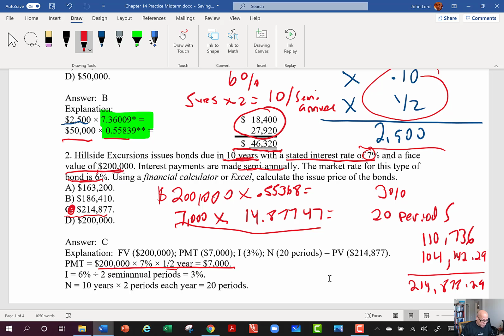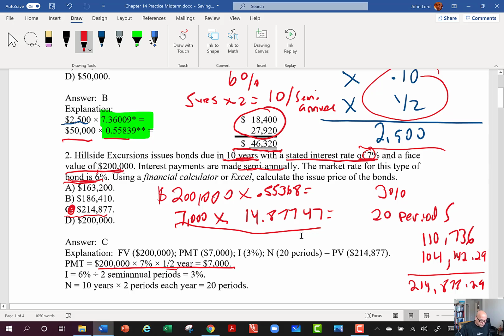Here it's a premium. It issued for more than face. And I would have known that it was going to issue for more than face because what? The stated coupon rate, the contract rate, the rate that, if they still printed bonds, would be printed on the face of the bond and doesn't change, is 7%, while the market rate is 6%. That bond issues at a premium. Okay? Okay, good. And we just kind of proved the case here.